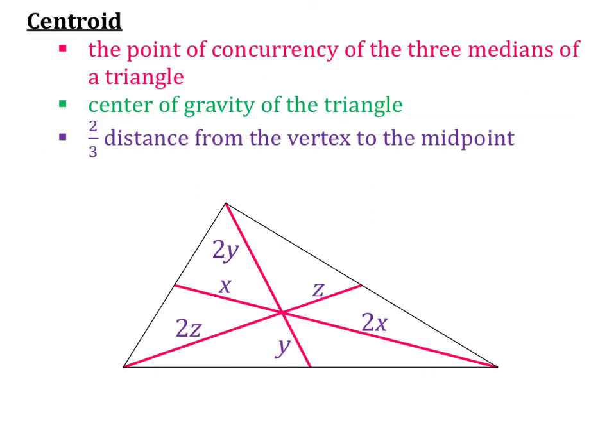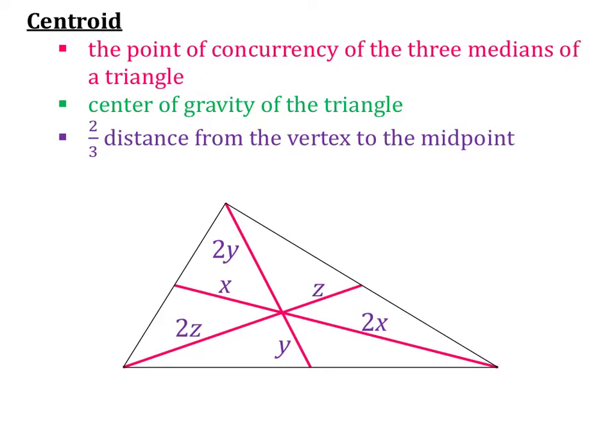Next, we have a special point in a triangle called a centroid. This point is the point of concurrency of the three medians of the triangle. So if I draw all three medians, they will all intersect at one point. The centroid is the center of gravity of a triangle. So what that means is if you cut out the triangle, you could balance it on your pencil at that point.